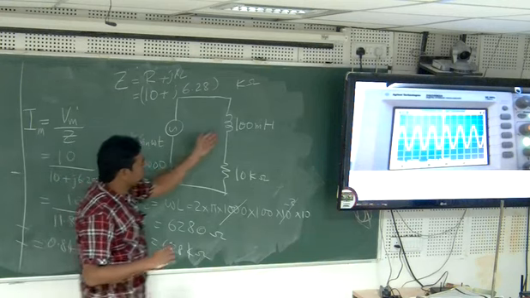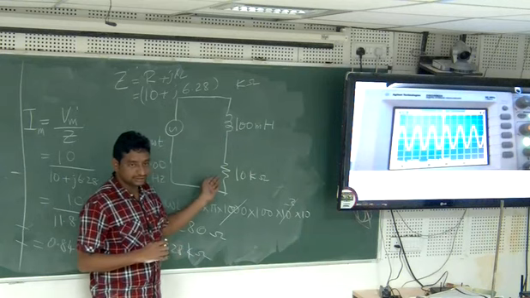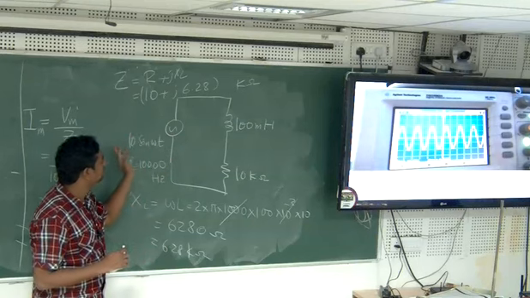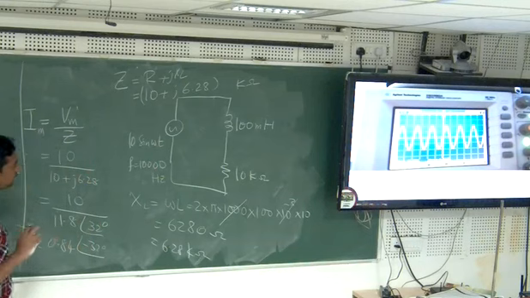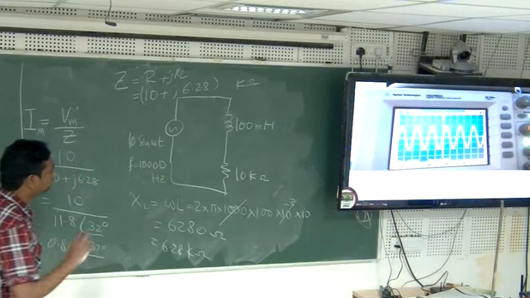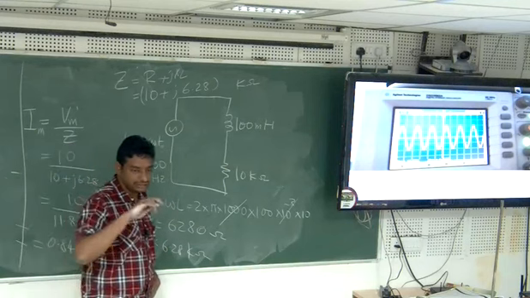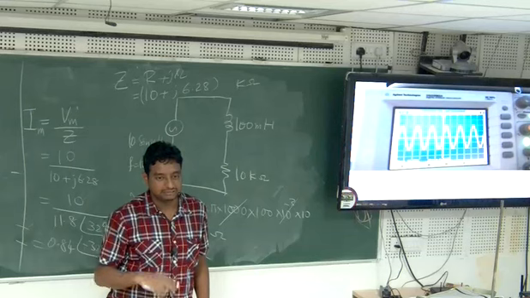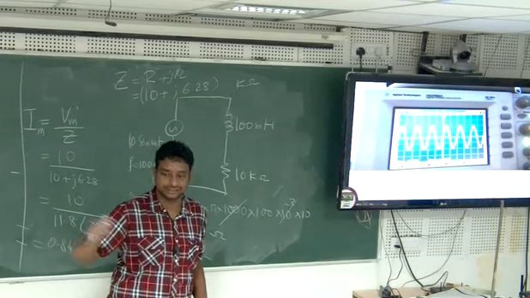So I connect a 100 millihenry inductance and a 10 kilo ohms resistance circuit, and I measure the voltage and current, and then we will verify. But there is one small problem. The CRO that you are seeing on the screen has two inputs, two channels it is called, but both of them measure only voltage. You cannot directly measure current and see the waveform.